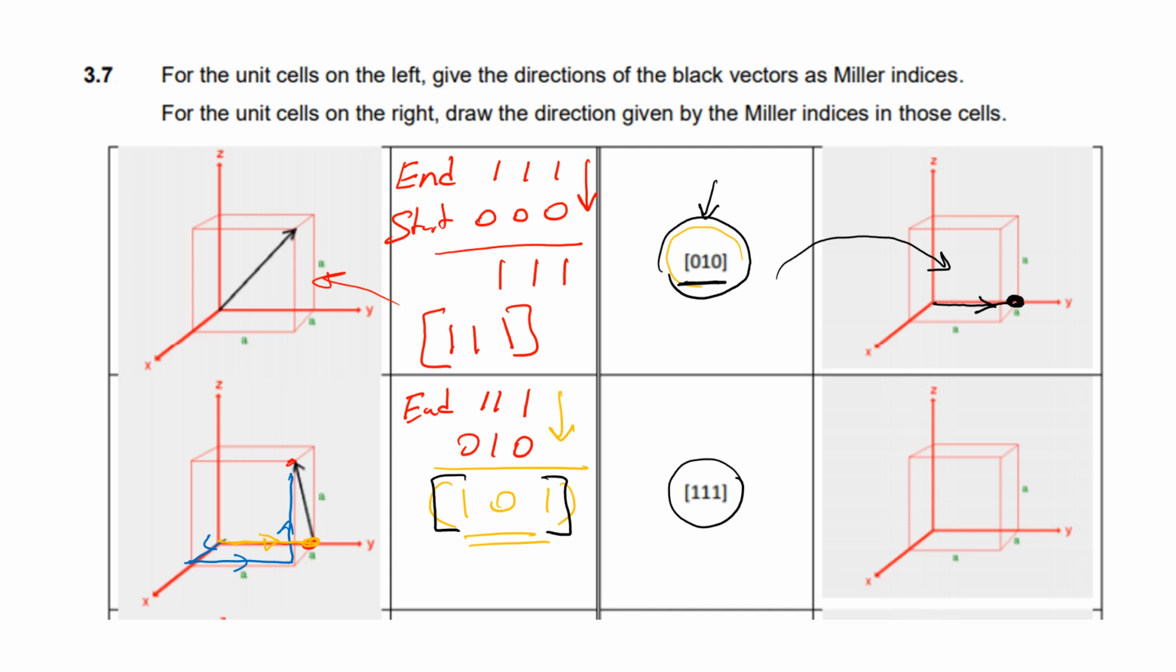From the origin to that corner. Which corner is that? 1, 1, 1 is which corner? The opposite corner. This corner, right? Along the x you go 1, along the y you go 1, along the z you go 1. So this is your end point. So start to end, this will be your Miller index. Agree? Okay, so I have some more questions for you.